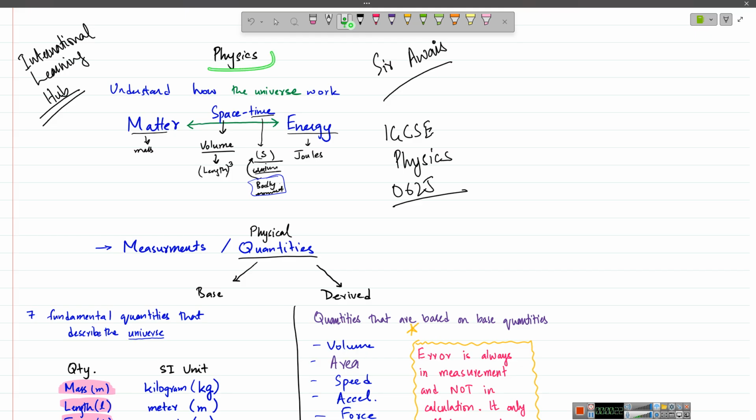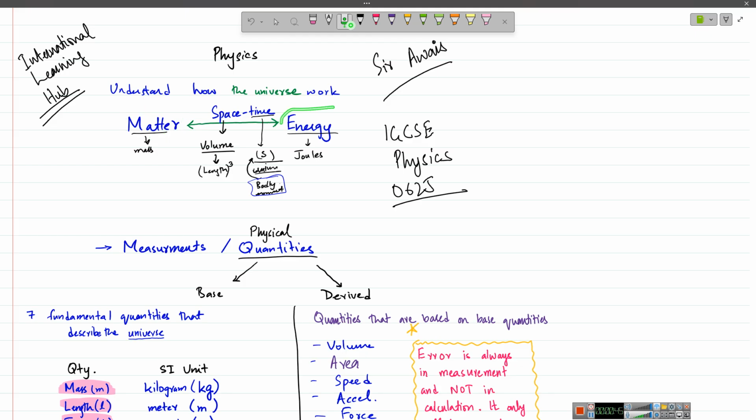Now, this is physics. What is physics? It is the understanding of how the universe works. We want to understand how matter and energy are interacting with one another. What is matter? Matter is everything that occupies some space and has a certain mass. So we call that matter, and the absence of matter is called vacuum, or space, we generally call it, right?